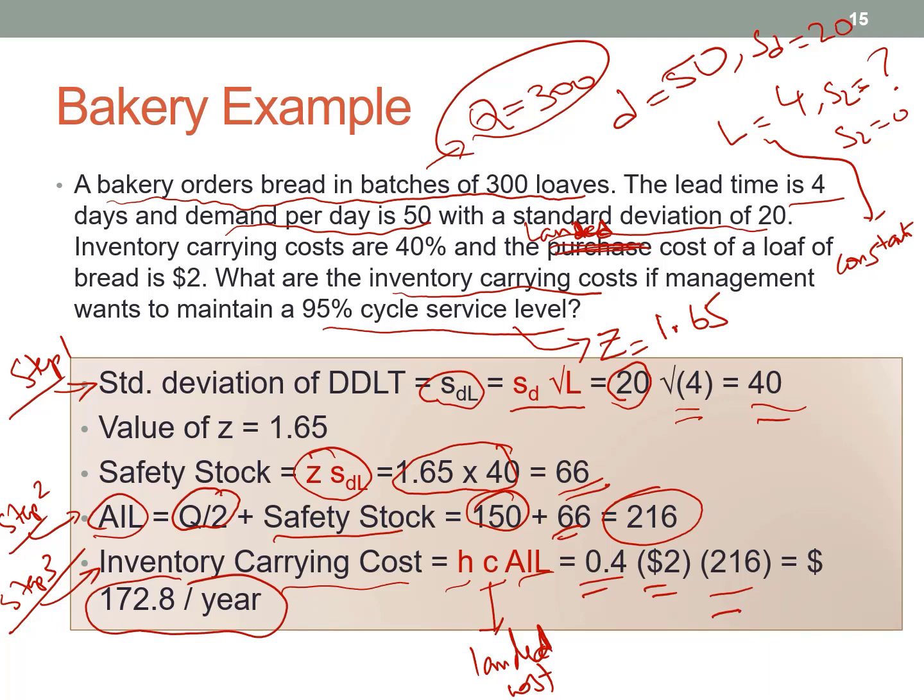So it may seem a little bit complicated at first, but if you are able to calculate SDL correctly, then the remaining part is relatively easy because average inventory level has a straightforward formula. It's Q over 2 plus Z times SDL. And then once you calculate average inventory level, you can calculate the inventory carrying cost. The trick to calculating SDL correctly is to know which of the three cases you have. Do you have fixed demand and fixed lead time? Do you have variable demand, fixed lead time? Or do you have variable demand and variable lead time?